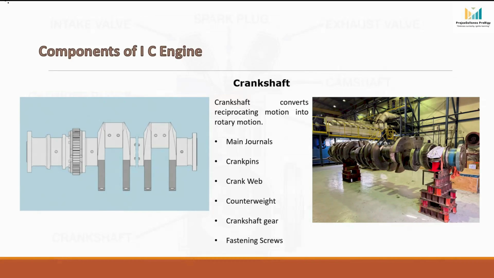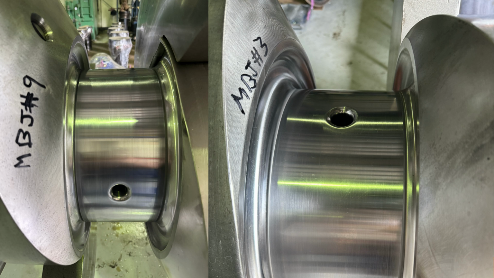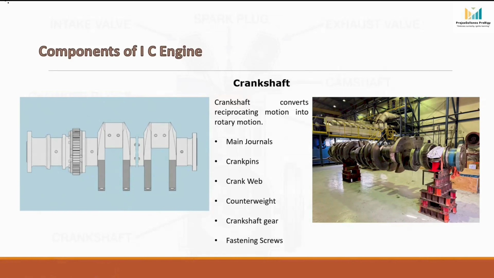Now let us understand the different parts of the crankshaft. First, these portions are called the main journals, and these main journals are supported on the main bearings fitted inside the engine block. These journals support the entire crankshaft and allow it to rotate smoothly inside the engine. A thin film of lube oil is always maintained between the journal and the bearing to reduce friction and wear.